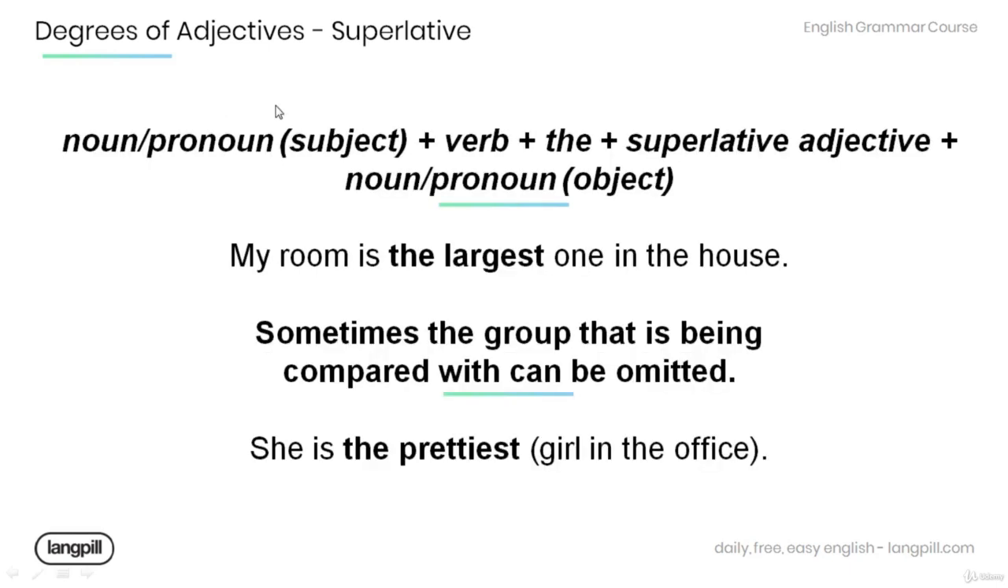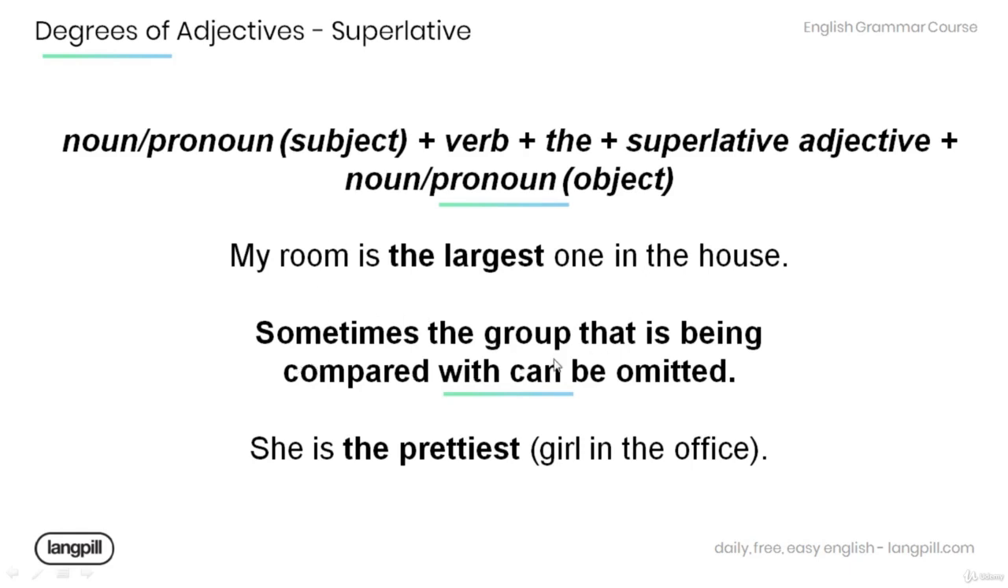Now, to form a sentence using superlative adjectives, we use the following formula. Noun or pronoun as the subject of the sentence plus verb plus the plus superlative adjective plus noun or pronoun as the object of the sentence. Have a look at the example below. My room is the largest one in the house. My room, subject, is, verb. The largest, superlative adjective. House, object of the sentence.